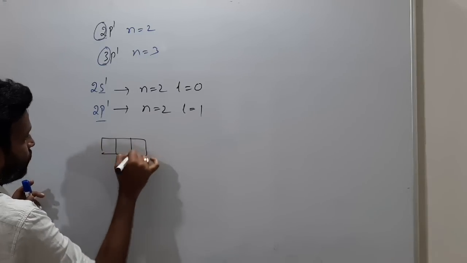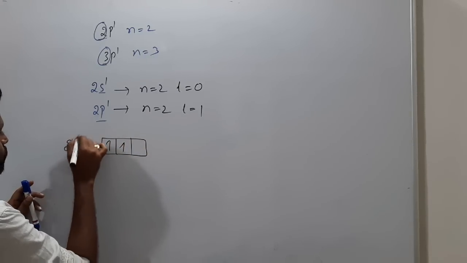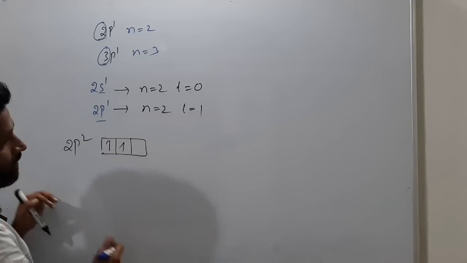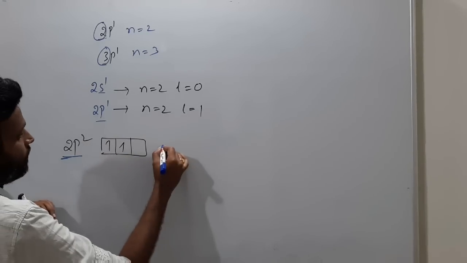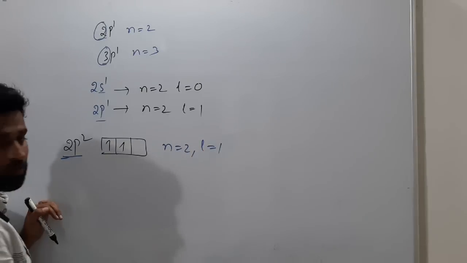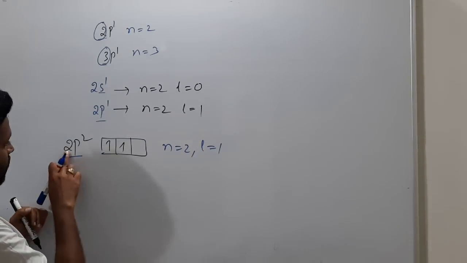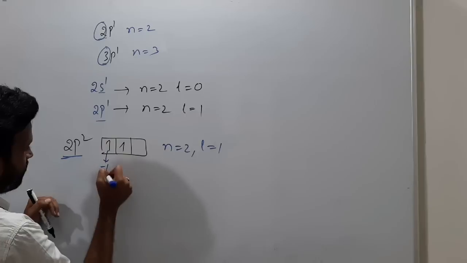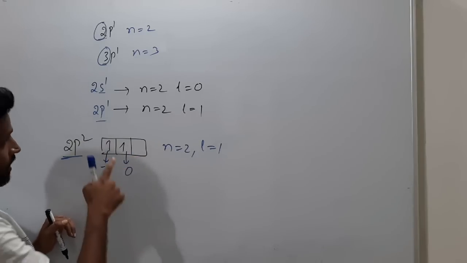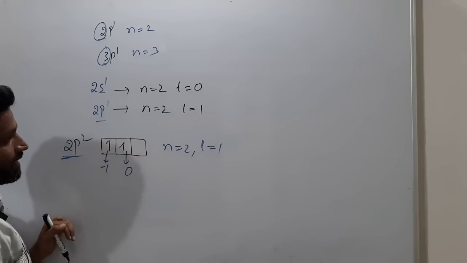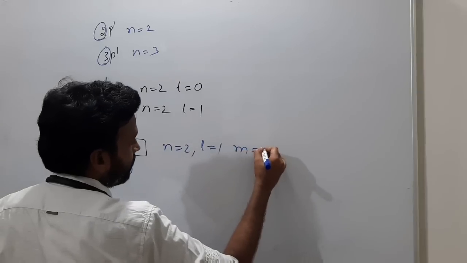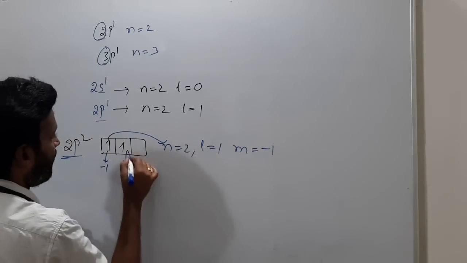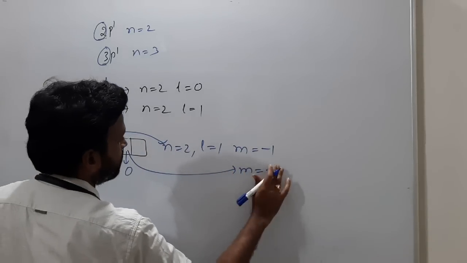If I consider two electrons in the same subshell, suppose it is 2p2, what quantum number is different here? They belong to 2p, that means n value is 2, l value is 1. Both have n value 2, and p subshell means l equals 1. But this electron has -1 and this electron has 0, because the two electrons are present in different degenerate orbitals. So the magnetic quantum number will be different. For the first electron m is -1, and for the second electron m is 0, like that.